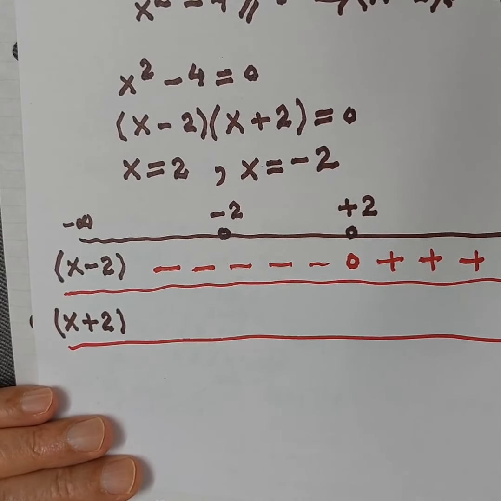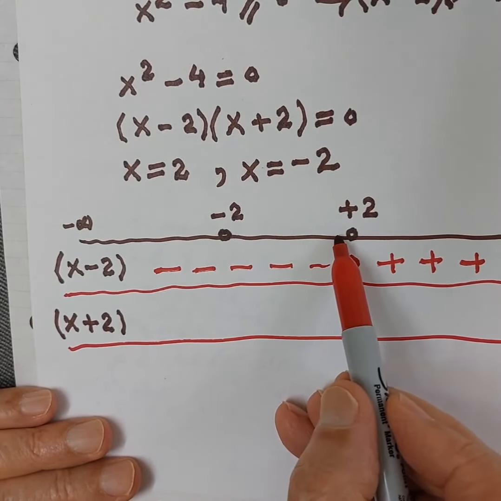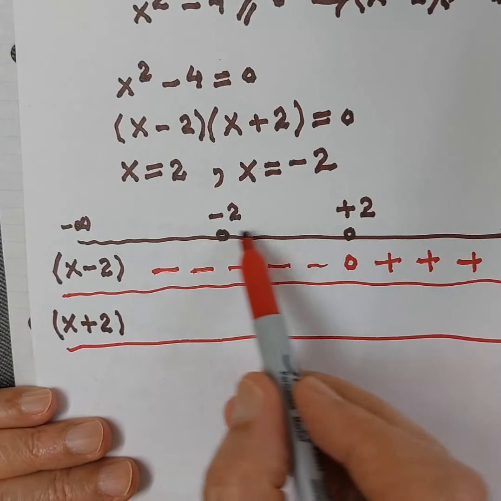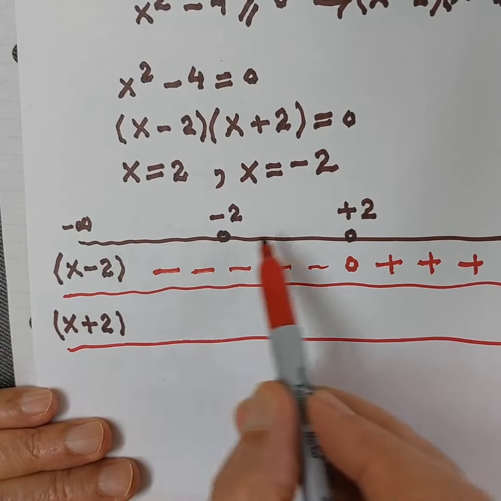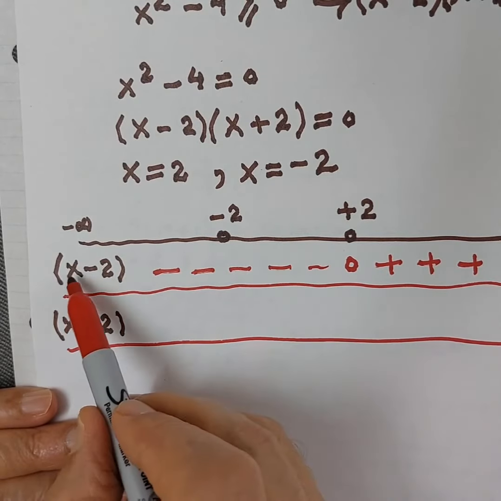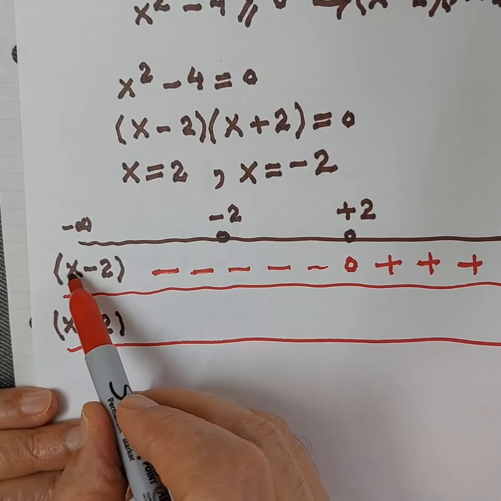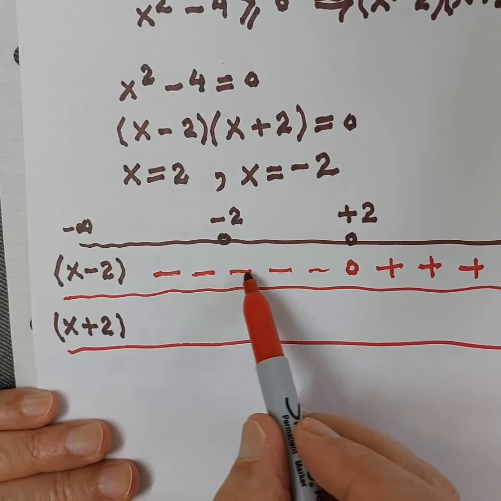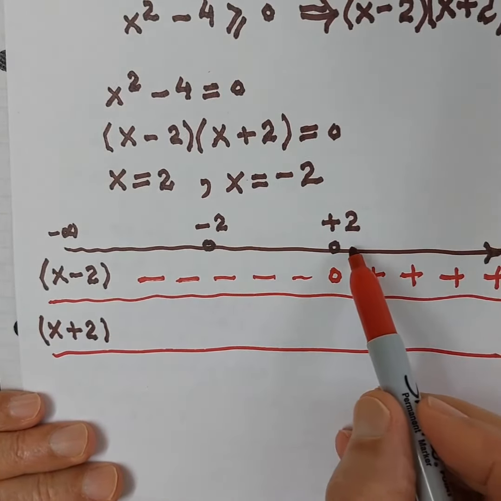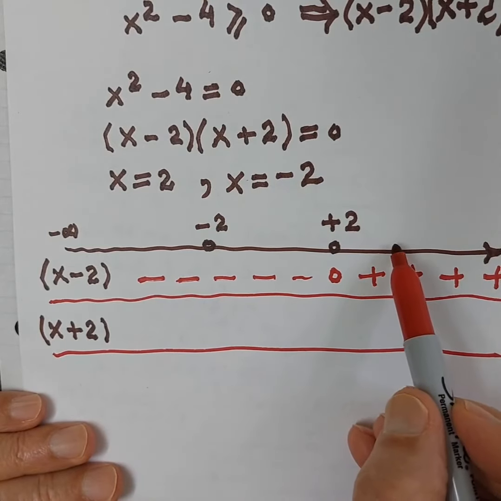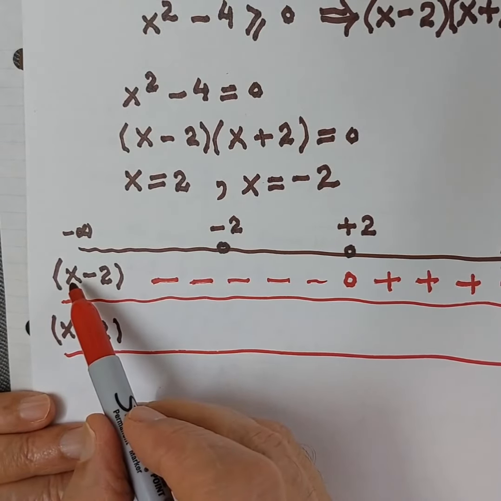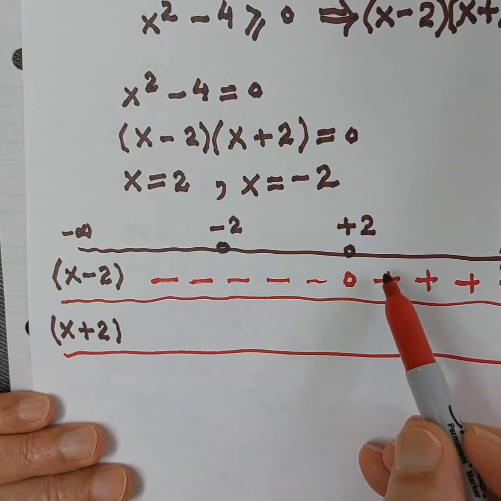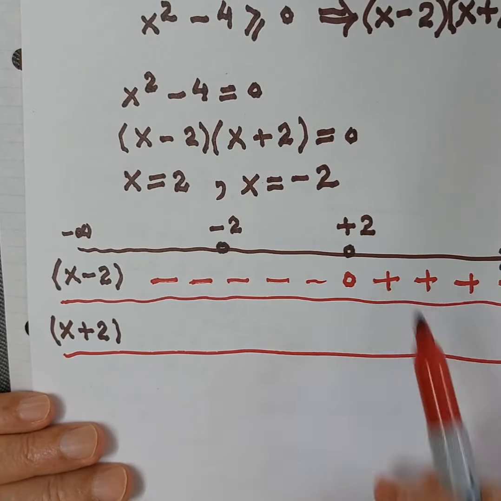You can make sure by getting any number in this interval, this one or this one, any number, like number 1. Put it here. So 1 minus 2, that means negative 1. So that's why it's negative. Take any number from this interval, like 3, and put it here instead of x. 3 minus 2, that means plus 1. That's why here we wrote plus.